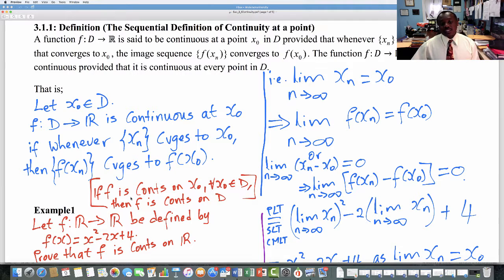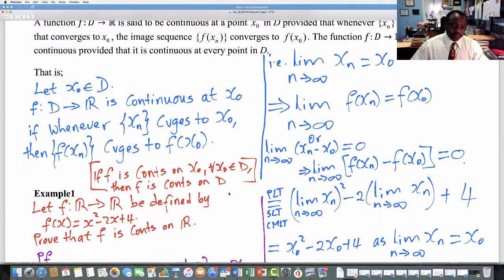Again, if f is continuous at x0 for every x0 in D, then f is continuous on the entire domain D. So if I ask you to prove that f is continuous on a domain D, all you have to do is let x0 be an arbitrary point in the domain and prove that f is continuous at that point. Let's look at some examples.